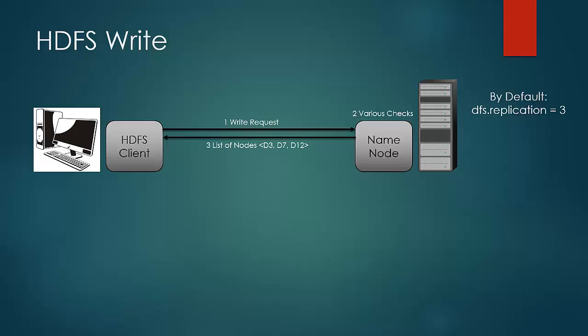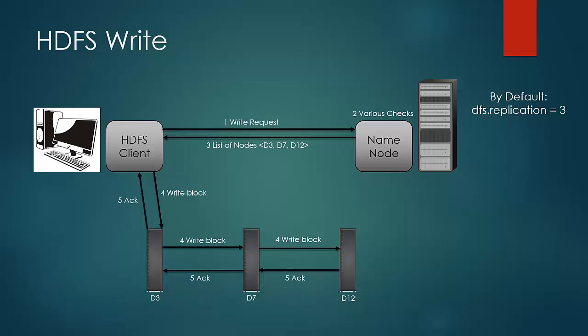At this point, the client would connect to the first data node and ask it to form a pipeline to subsequent data nodes. The data nodes would acknowledge as they successfully copy the blocks. Steps 3, 4 and 5 would be repeated until the whole file gets written on HDFS. After that, the client would end with a completion message.